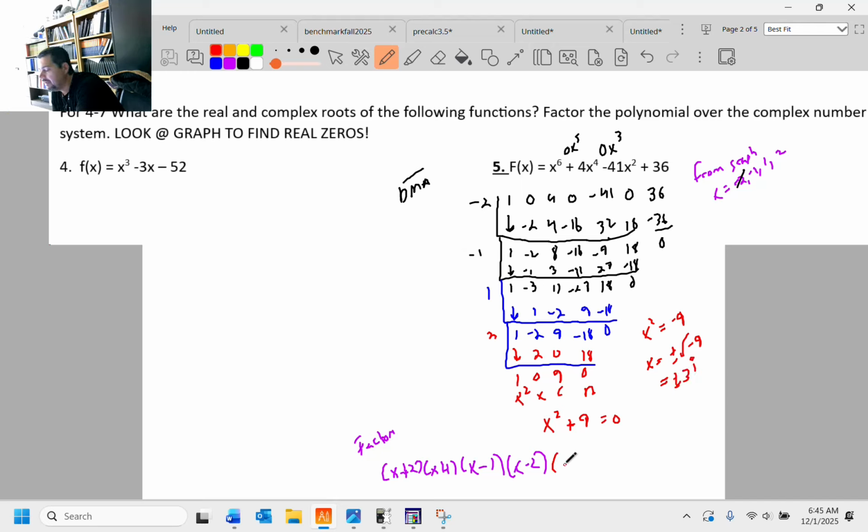Now, if -3i is a 0, x plus 3i is a factor. If 3i is a 0, x minus 3i is a factor.